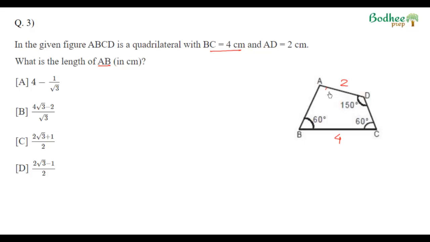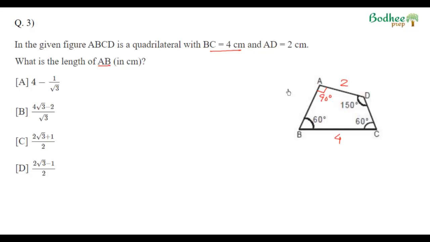So this angle, if you want to figure it out, has to be what? 360 degrees minus the sum of these three, right? So if I take the sum of these three, this will be what? 120 plus 150 will make it 270. So this has to be 90 degrees. This is the only thing which we have, and we have to get the value of AB.